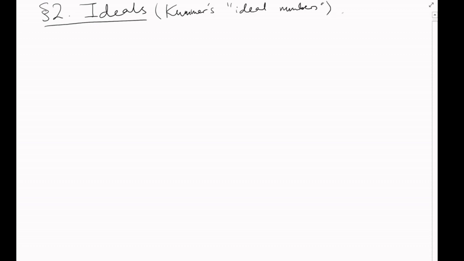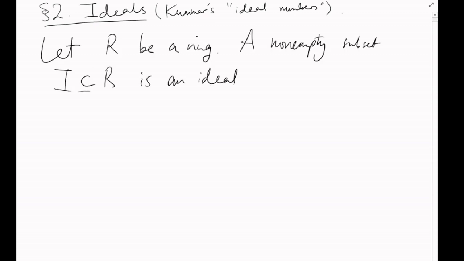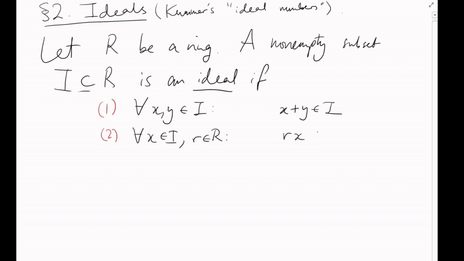So, section 2. Ideals. If you know the algebra behind these already, I'll try not to bore you in this section. Ideals are defined as follows. Let R be a ring. A non-empty subset I is called an ideal if whenever two elements are in I, their sum is in I, and whenever an element is in I, you can multiply it by anything else in the ring R.